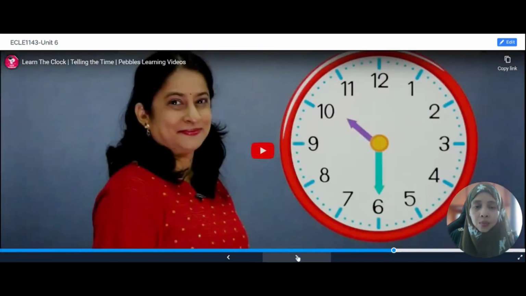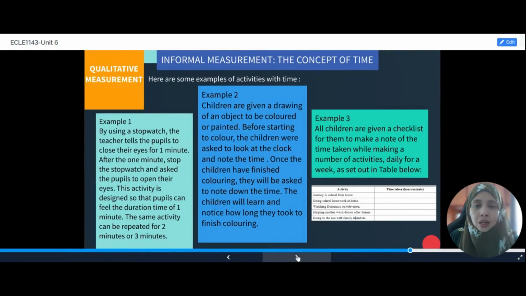Okay, so nanti boleh tengok video ni. Let's learn the clock. Okay, here are some example of activities with time. Yeah, so I take this example 3. Yeah, all children are given checklist for them to make a note of time taken while making a number of activities daily for a week as set out in the table below.